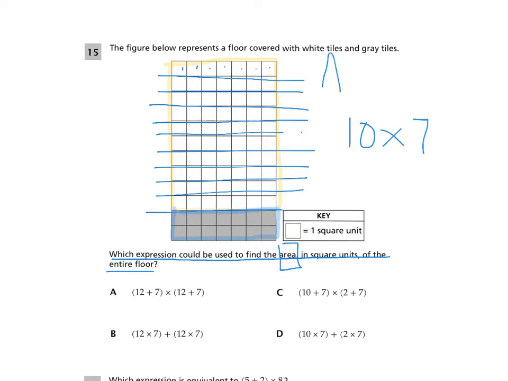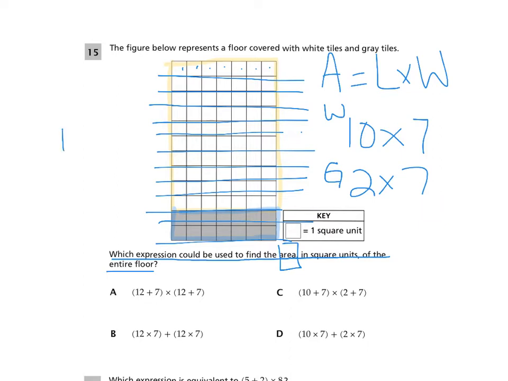And we know area equals length times width. I boxed area down below because that's an action word for multiplication. So 10 times 7 for the white. And then for the gray, you have 1, 2 groups of 7 also. So when we are putting two areas together, you're thinking 10 times 7 plus 2 times 7. So that's just me doing work ahead of time, and now I'm going to take a peek down below at my choices.